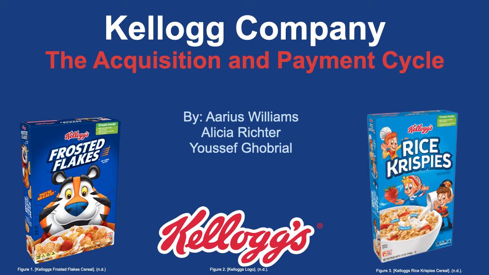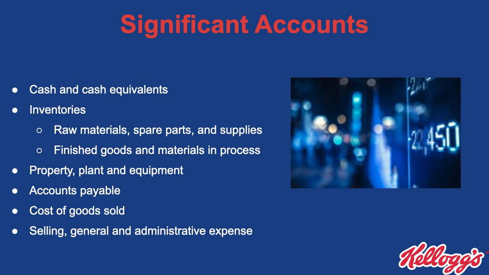And so when we get to the acquisition and payment audit cycle, we first come across several significant accounts. And these accounts are significant because they have the ability to misstate and impact financial statements. And so first, we have the cash and cash equivalents. And as we'll see in a little bit, it's because we pay for these products at the end, the cash disbursements, and that is why this is very important.